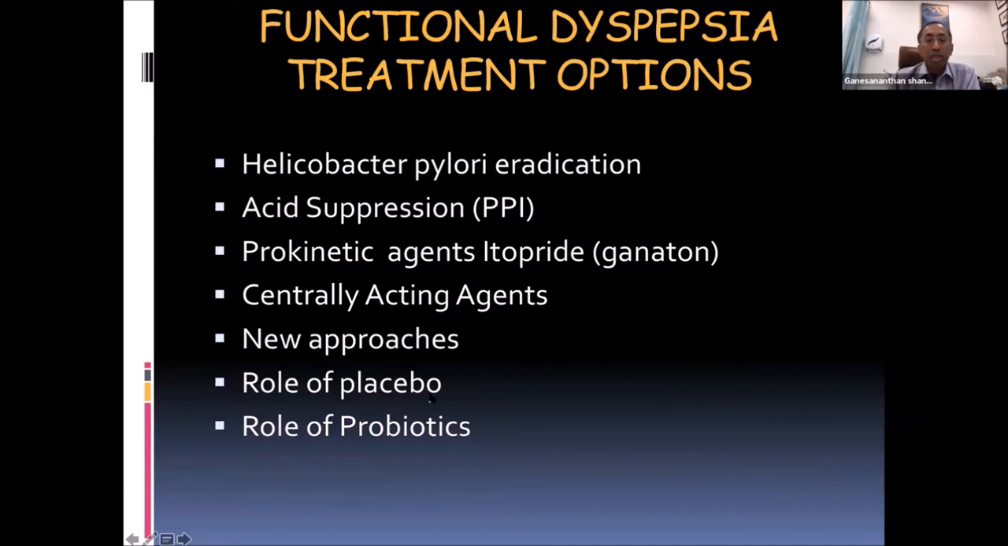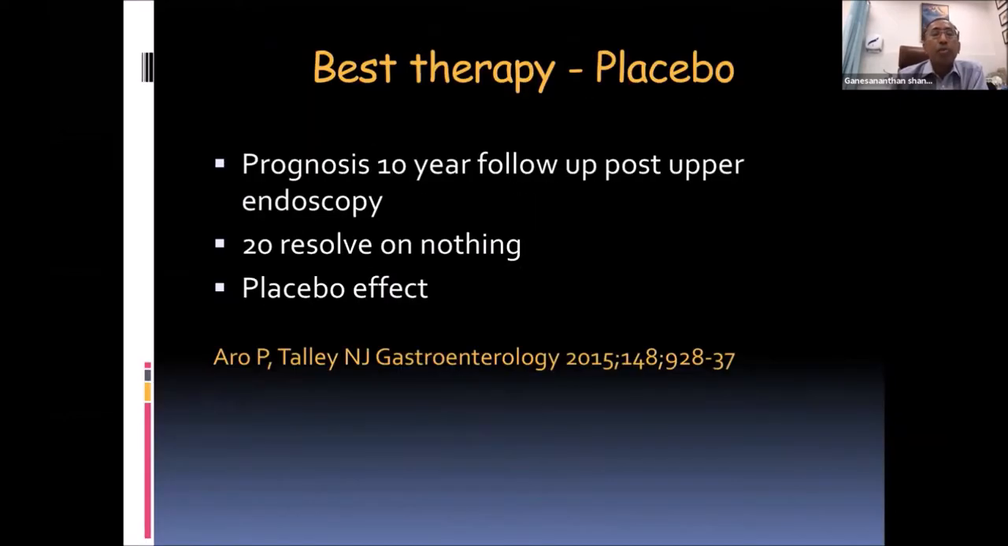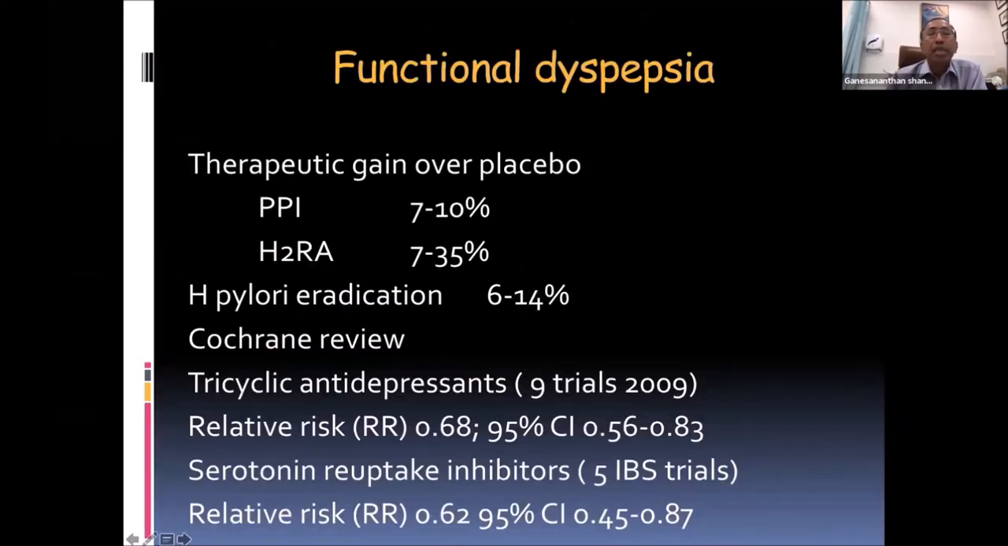Now the newer approach is coming. Placebo is useful. Other treatments like probiotics and so on would be useful for some people. Placebo works in a good group of people, and there are placebo reactors in our mix. In functional dyspepsia, the therapeutic gain over placebo with PPI is 7 to 10%, and H2RA is about 7 to 35%. Your H. pylori patient gives a therapeutic gain of about 6 to 14%.